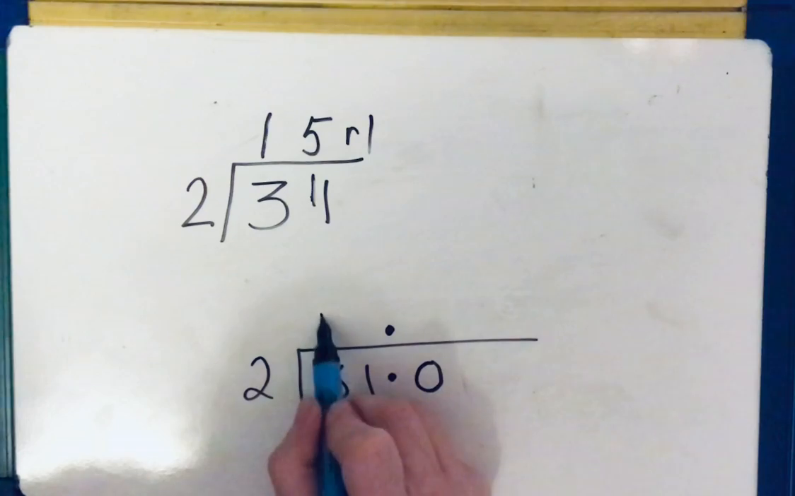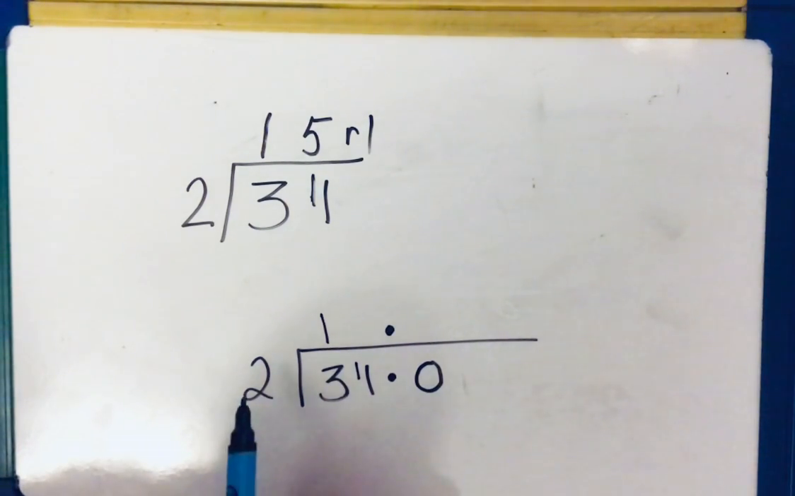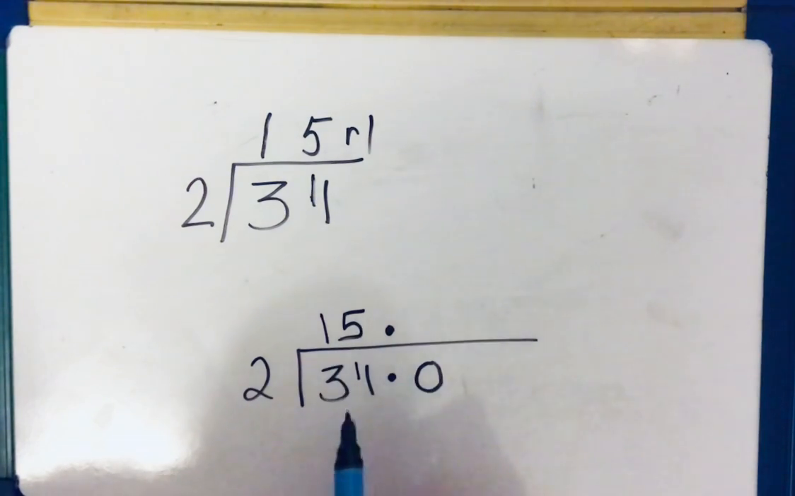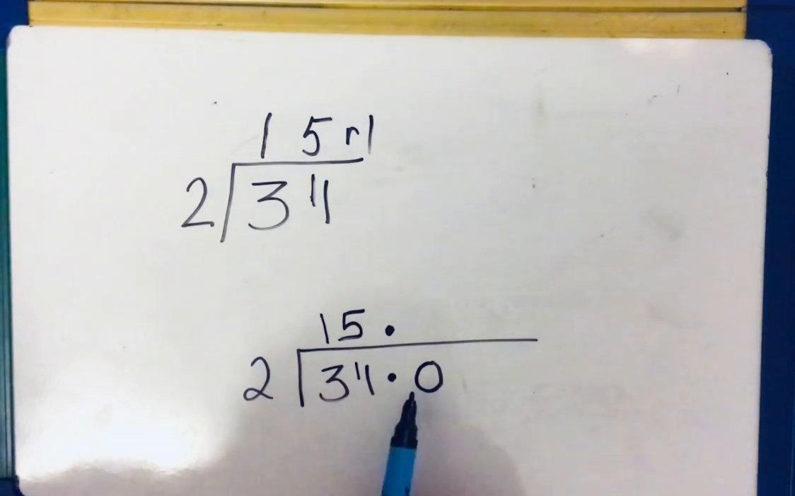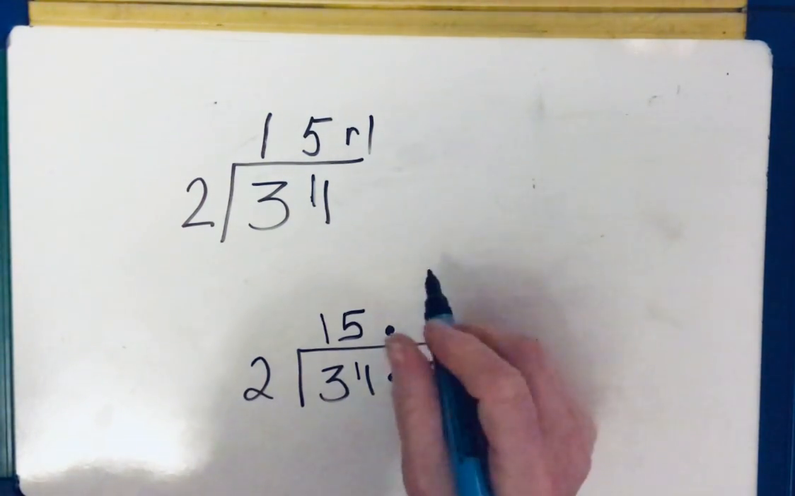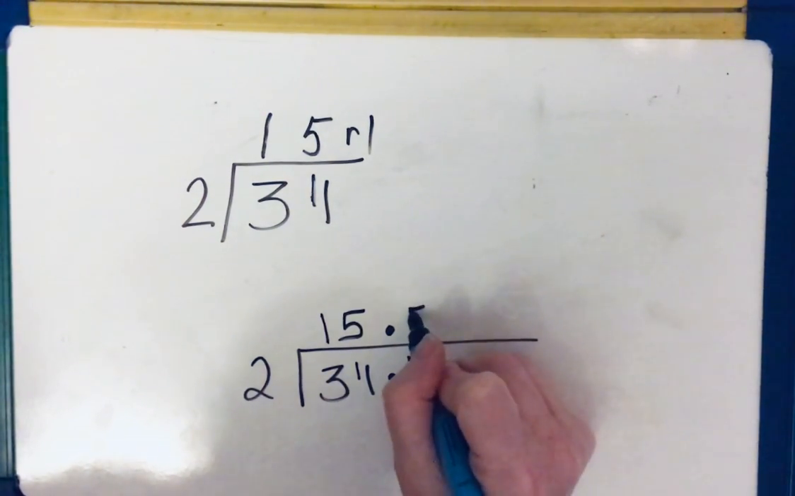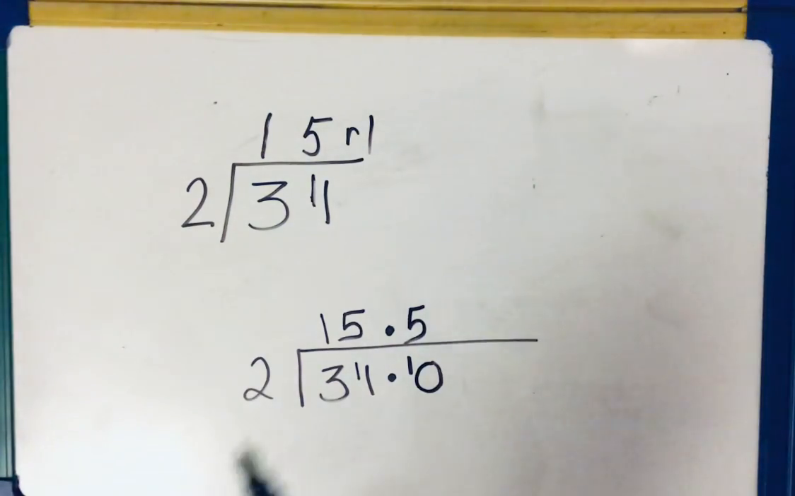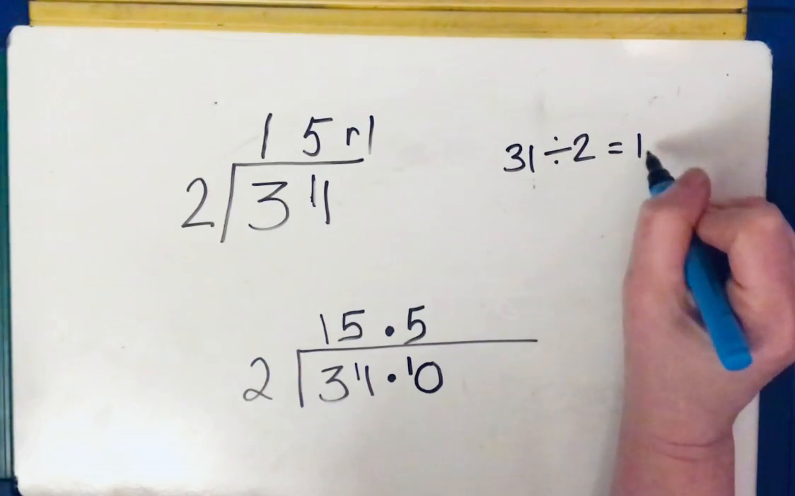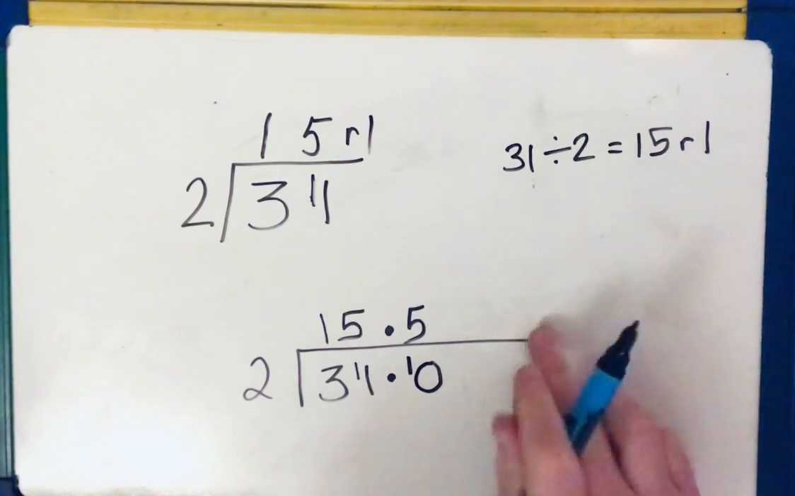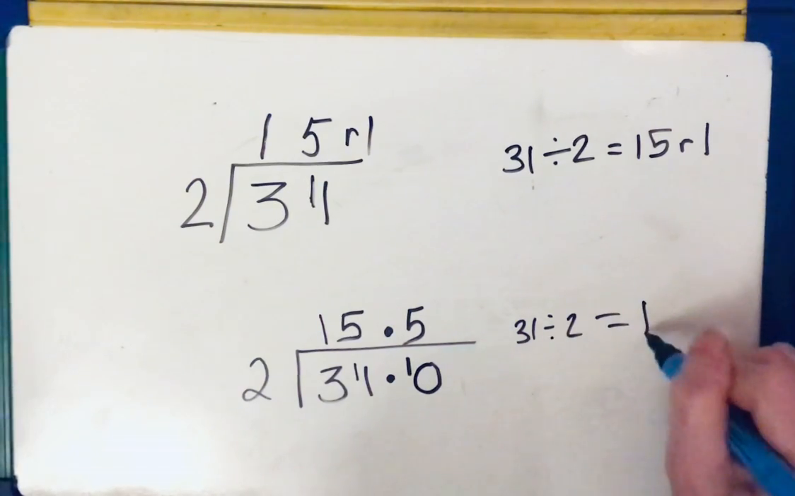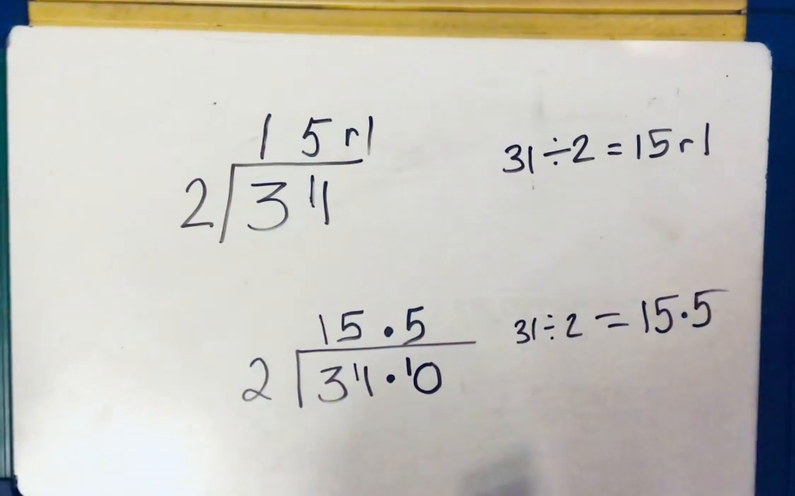2's into 3 goes once, carry the 1. 2's into 11 go 5. Remember there's a remainder of 1, which I now write next to the next number. 2's into 10 go 5. So 31 divided by 2 is equal to 15 remainder 1, or 31 divided by 2 is equal to 15.5.